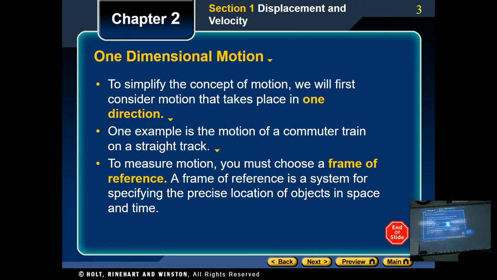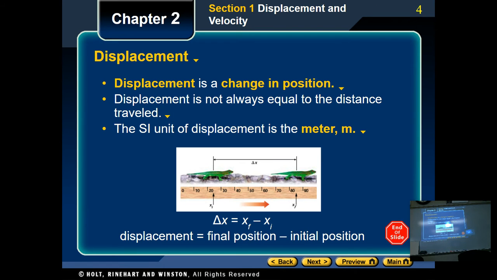You saw me in front of that desk, okay? That is your frame of reference. When we talk about frame of reference and velocity and everything, we are talking about displacement, that term that we just mentioned. Displacement is a change in position, but it is not always equal to the distance that is traveled. We measure both distance and displacement in meters. But let's talk about this displacement idea.